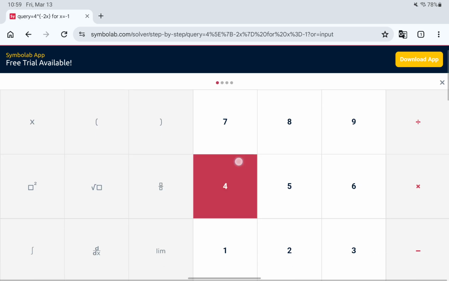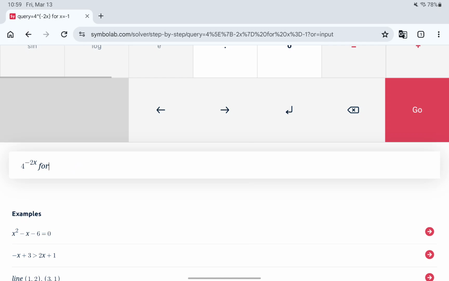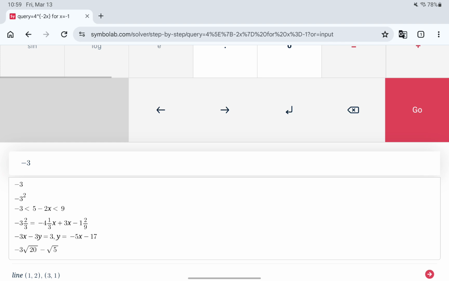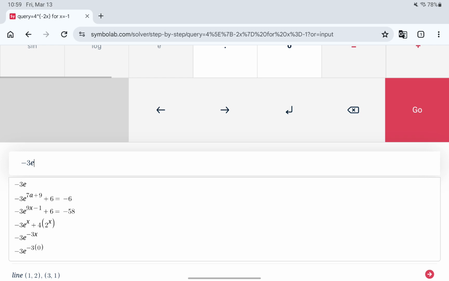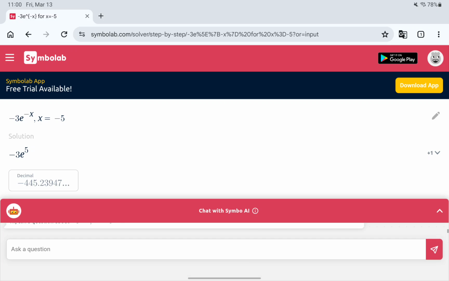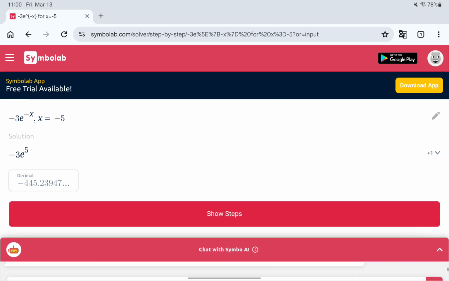In examples 2 and 3, now we're going to mix in that mathematical constant e. Nothing really changes about how we approach this. We're still going to enter in the function as it's written. So negative 3. When e pops up, we literally just use the letter e on the keyboard, and that raised to the negative x power. In this case, for x equals negative 5. And we end up with two different results. An exact solution, which is negative 3 e to the 5th power, and a decimal result of negative 445.24, however far we would round those decimal values.